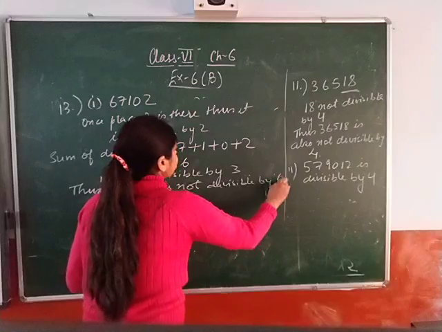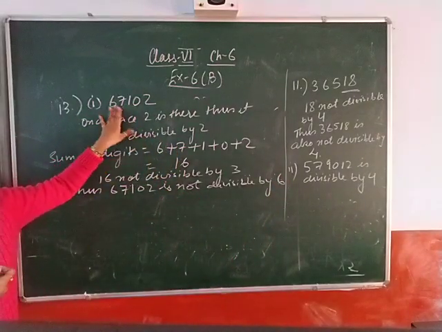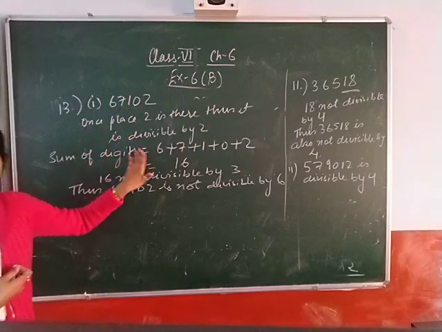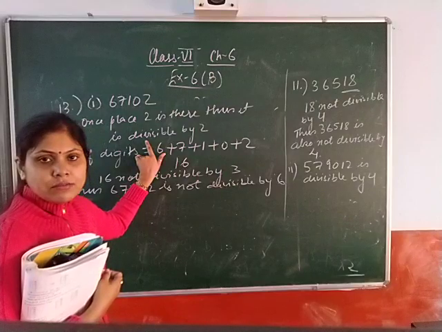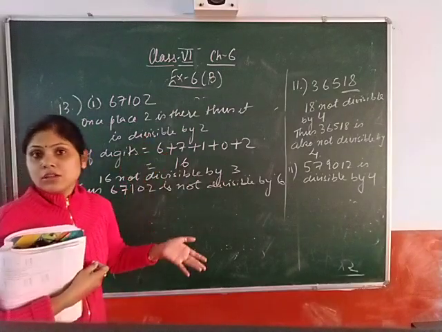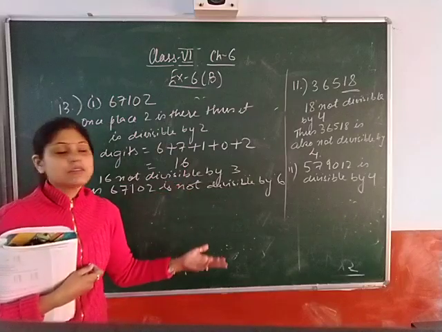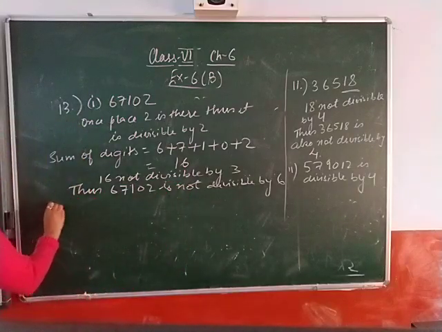Now concentrate here. The whole number is divisible by 2. But when I check it for 3, when I add the digits of the number, it is not divisible by 3. That means the rule doesn't follow. That means the whole number is not divisible by 6. Let us check the second one.